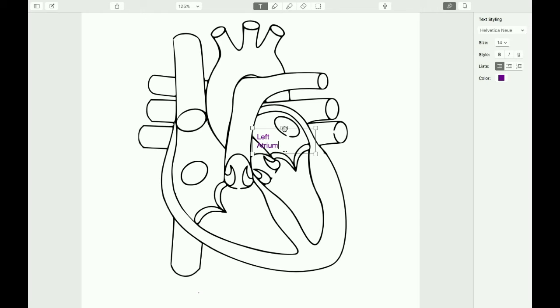The left atrium, and the left ventricle. The left ventricle has a muscular wall in order to contract to pump blood to around the body.